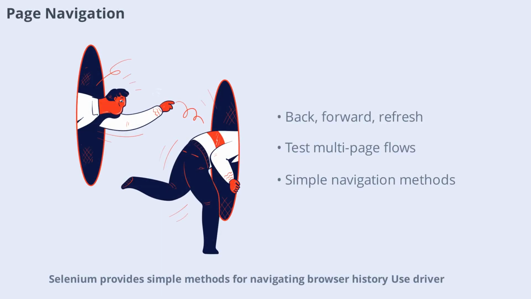Selenium provides simple methods for navigating browser history. Use driver.navigate().back() to go to the previous page, driver.navigate().forward() to move ahead, and driver.navigate().refresh() to reload the current page. These navigation controls are handy for testing workflows that involve multiple pages or require refreshing content.